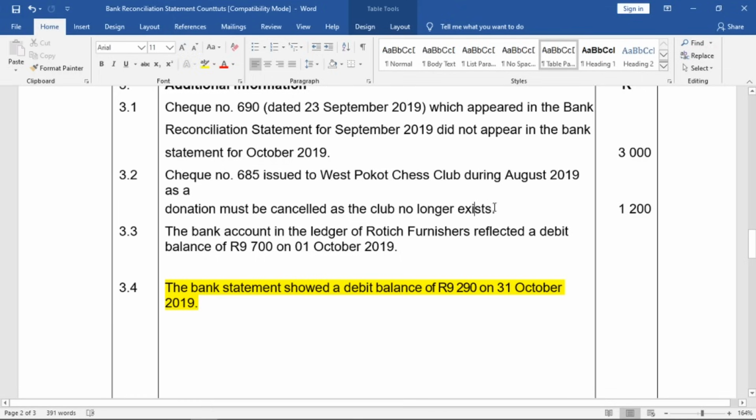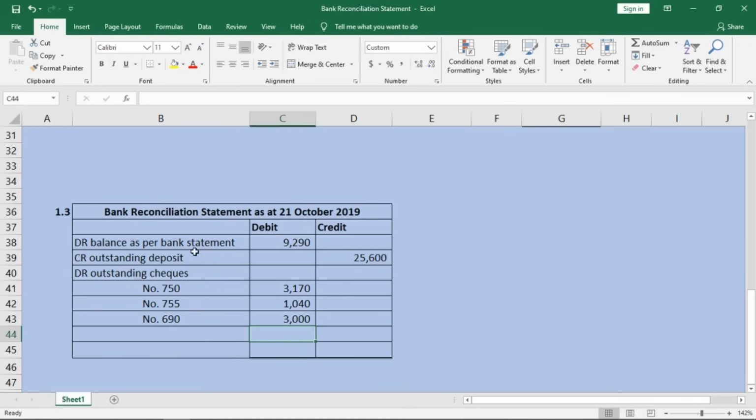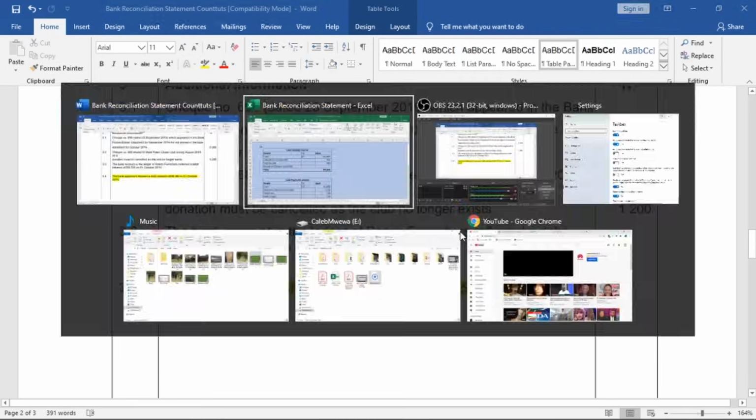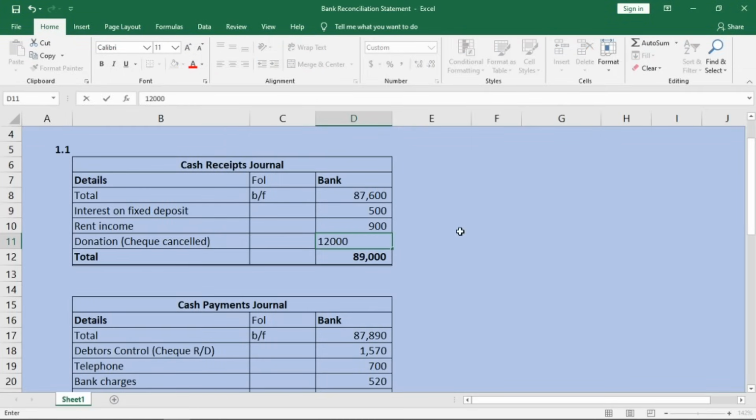What do we have to do? We have to make the entry in our books. Initially, when we gave away the check, we recorded it in our cash payments journal. Now, to remove it because we are cancelling it, we put it in our cash receipts journal, 1,200. So we go to our cash receipts journal and put here donation, just putting the details of what this amount is for, and then check cancelled, and you put in the amount there. How much was it? 1,200. So I'm going to put 1,200 over there.